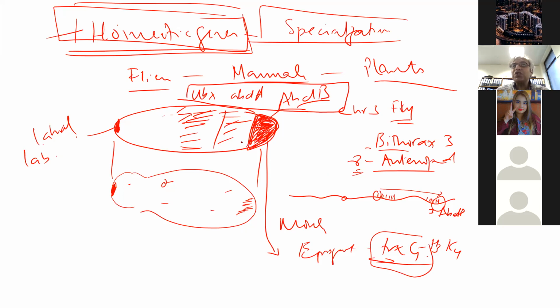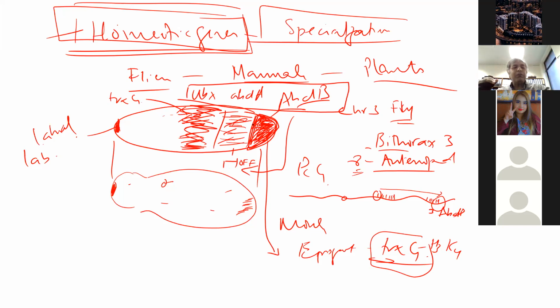However, ABD-B should be silent here. All here, ABD-B should be off. And this is done by Polycomb. UBX should be on only here. The trithorax group is going to keep UBX on here, but UBX will be off everywhere else by the Polycomb group. So this is all about epigenetic inheritance.